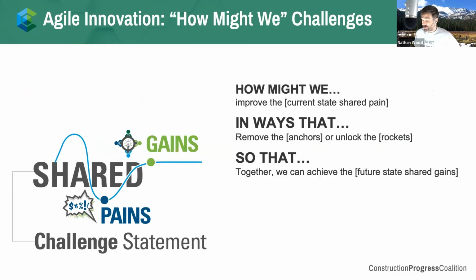statement. Those that have ever done hackathons with Google or Facebook, or any of these folks that do hackathons or agile workshops, they often use these "how might we" statements. I learned these from another agile workshop in Silicon Valley, which starts with creating a challenge sentence around how might we improve whatever that current state shared pain is. Whatever opportunity you're looking to capture or change is the how might we, in ways that gather from the anchor that you wrote, and then unlock the rockets that you found, whether it's the process change or the technology.